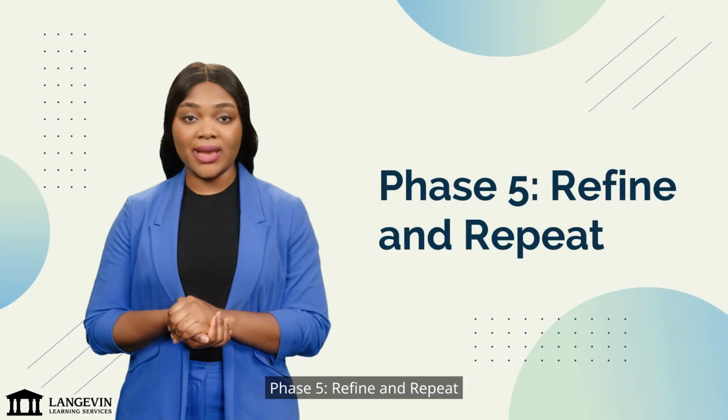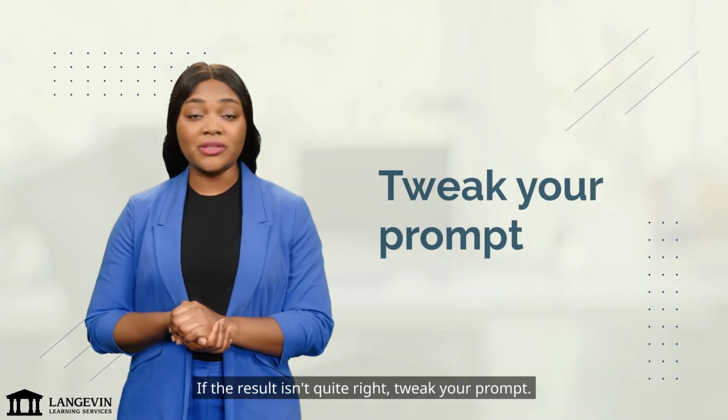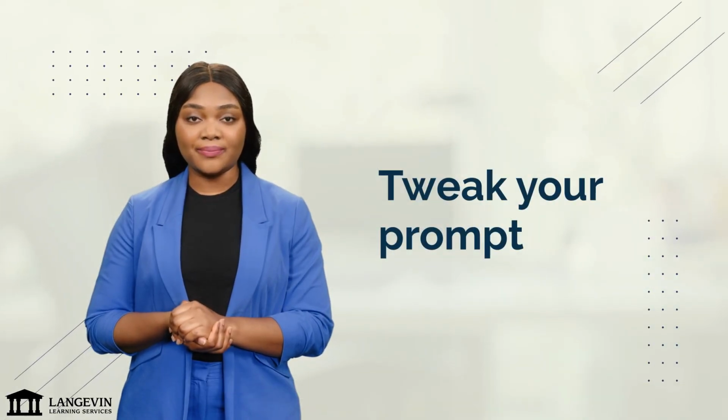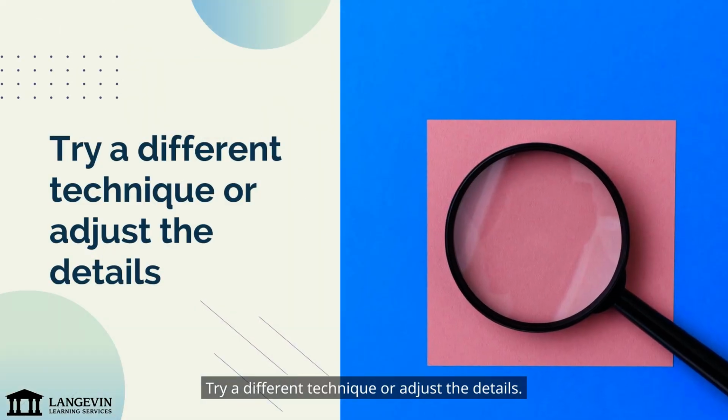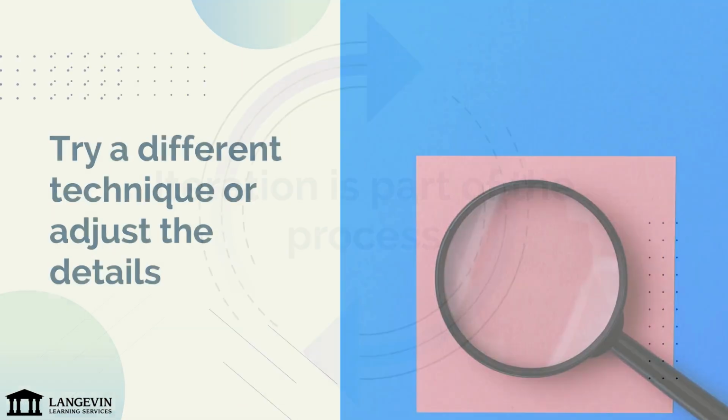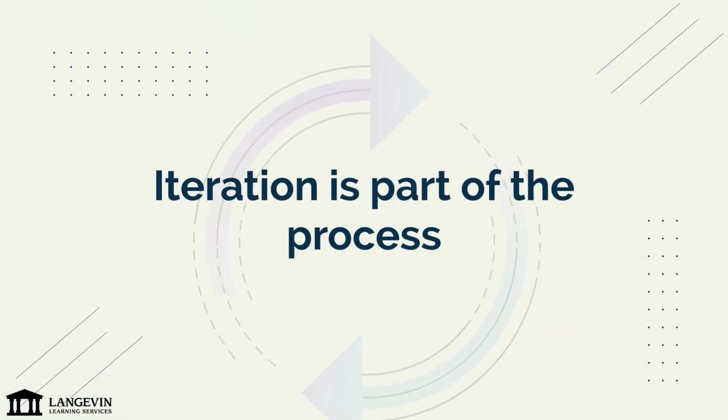Phase 5. Refine and repeat. If the result isn't quite right, tweak your prompt. Try a different technique or adjust the details. Iteration is part of the process.